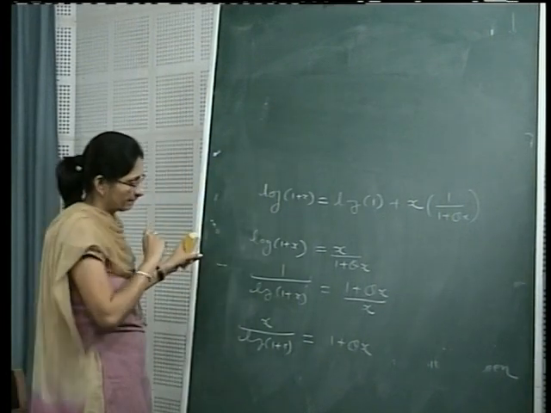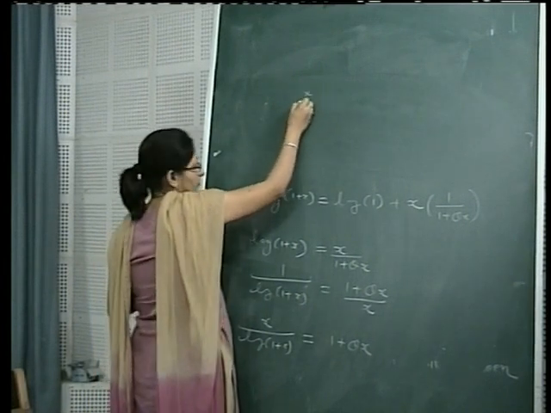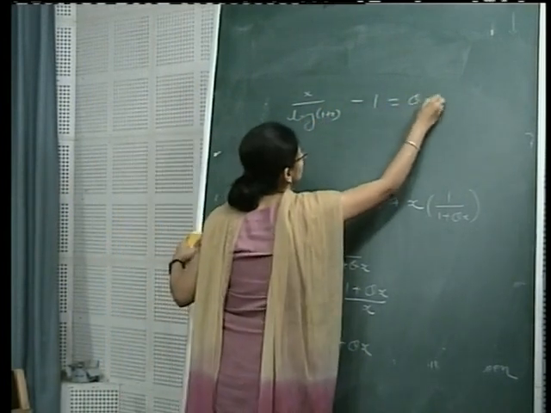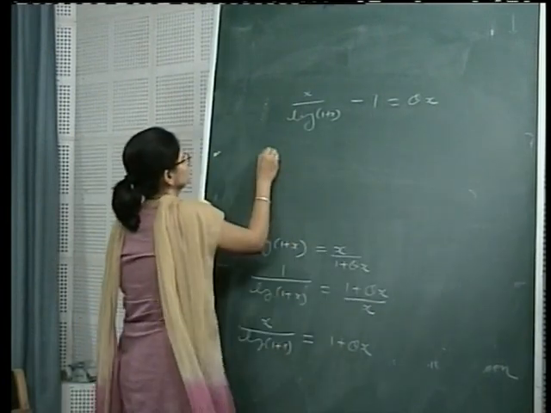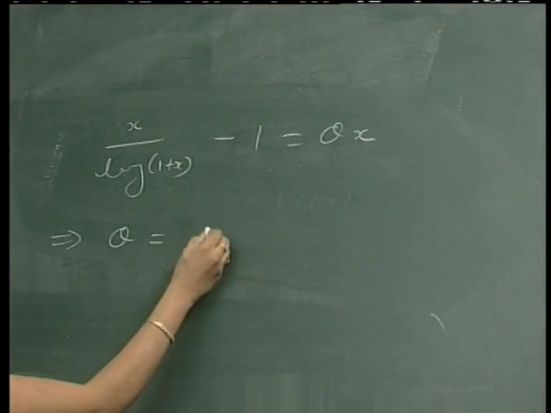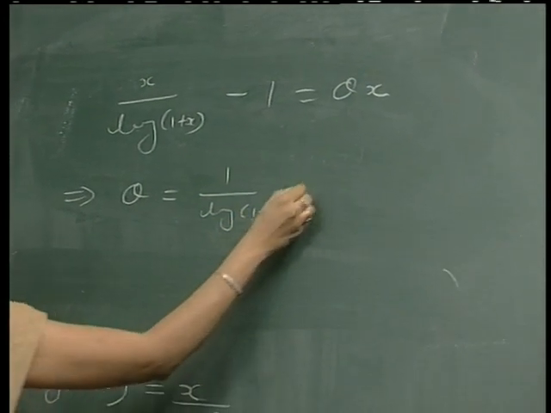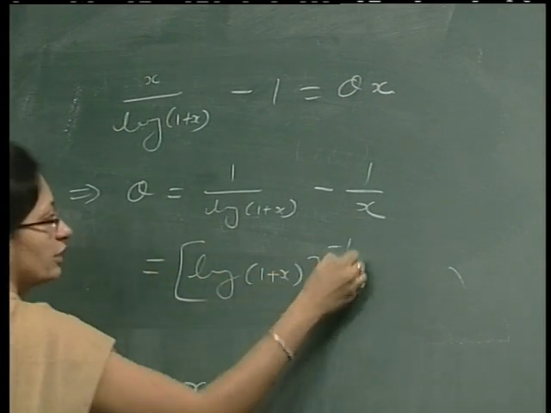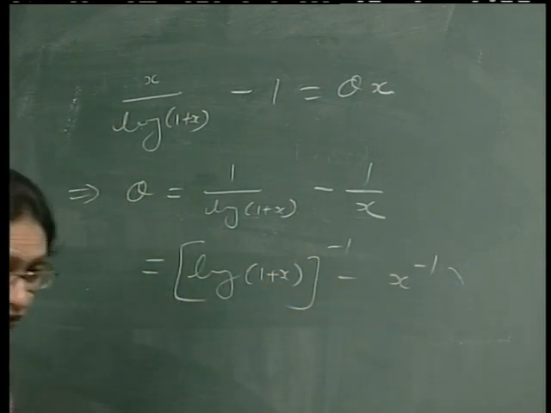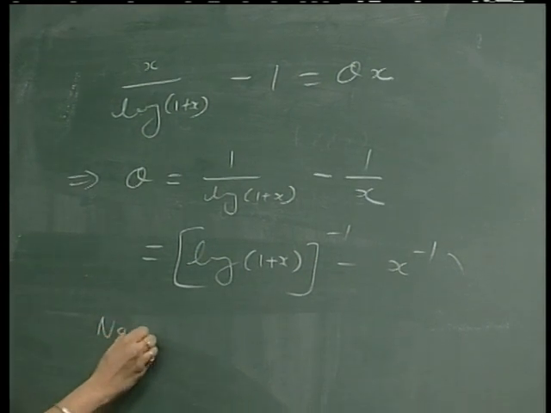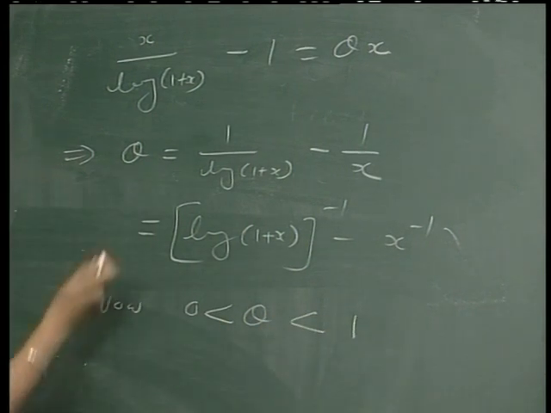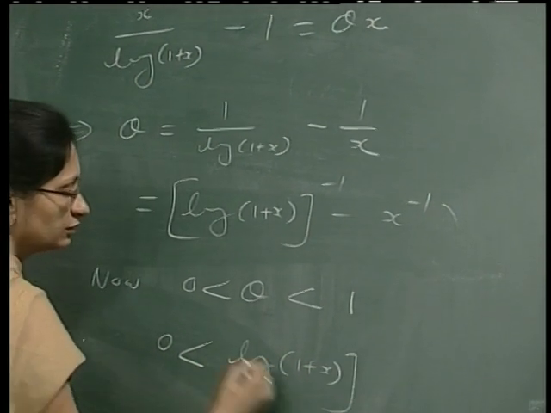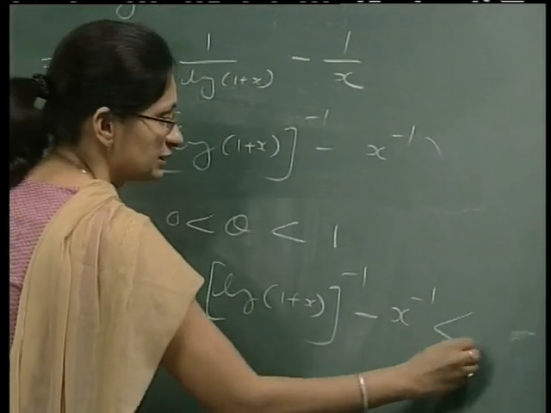So x upon log 1 plus x minus 1 is equal to theta x, and so theta is equal to 1 upon log 1 plus x minus 1 upon x, which we can write as log 1 plus x inverse minus x inverse. Now theta is between 0 and 1, so we put the value of theta here: 0 is less than log 1 plus x inverse minus x inverse, which is less than 1.